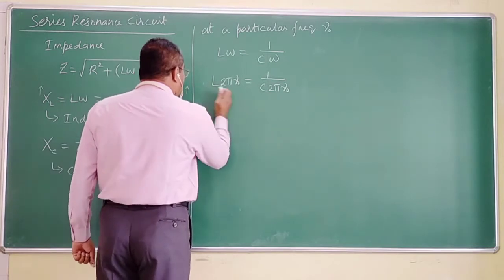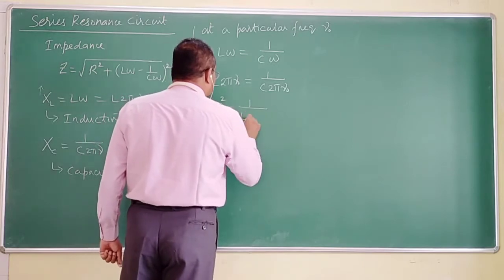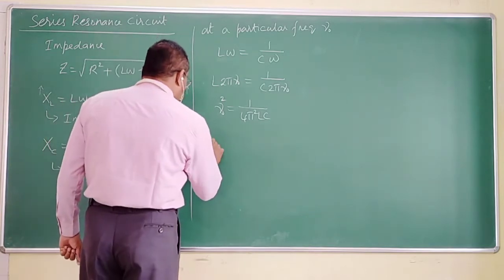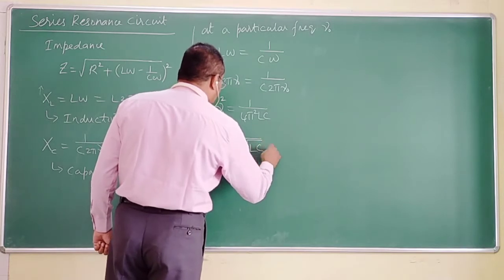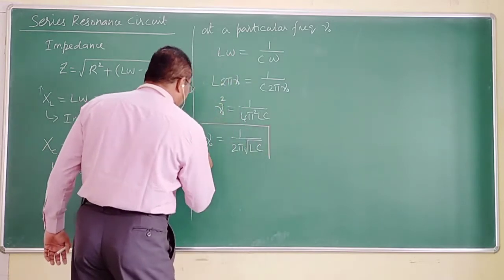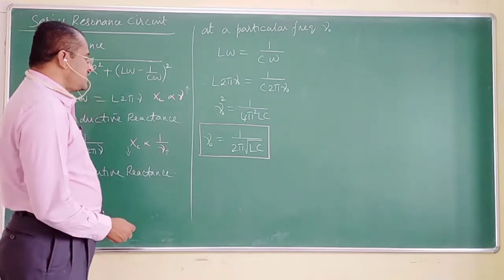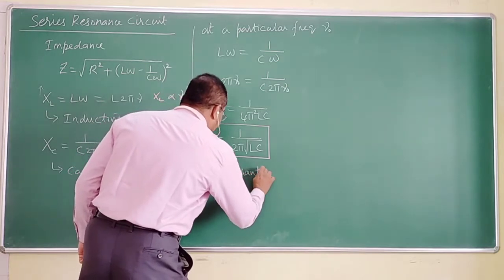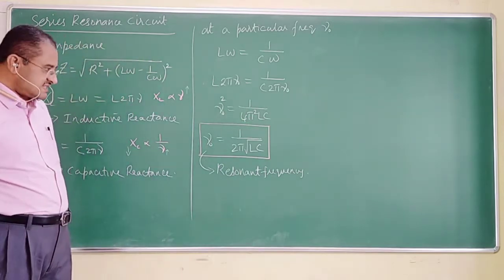Therefore, nu naught squared is 1 upon 4 pi squared LC, or nu naught is 1 upon 2 pi under root of LC. Now we arrive at an expression for the frequency nu naught, which we call the resonant frequency.